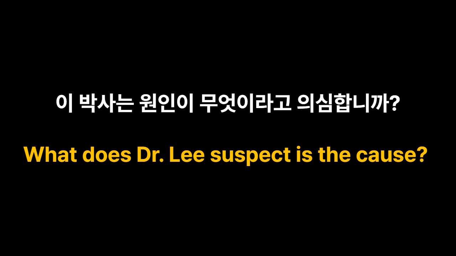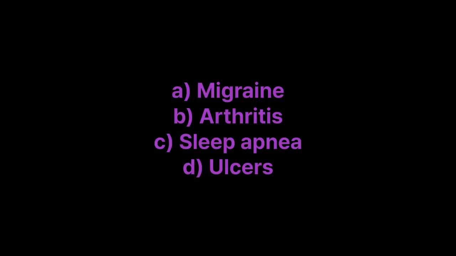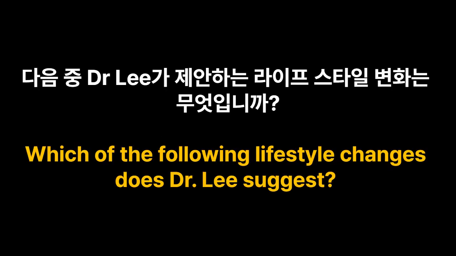What does Dr. Lee suspect is the cause? A. Migraine. B. Arthritis. C. Sleep apnea. D. Ulcers. The answer is A. 다음 중 닥터 리가 제안하는 라이프 스타일 변화는 무엇입니까?